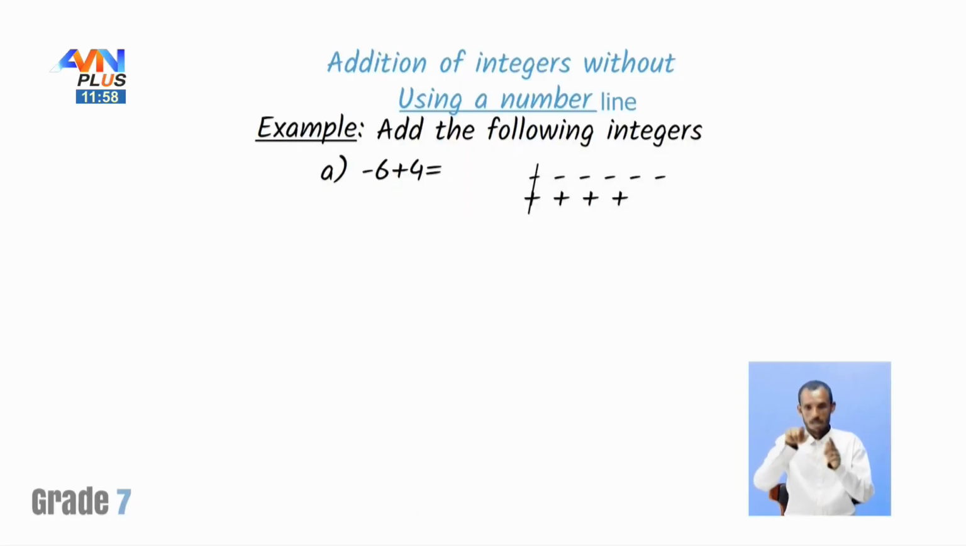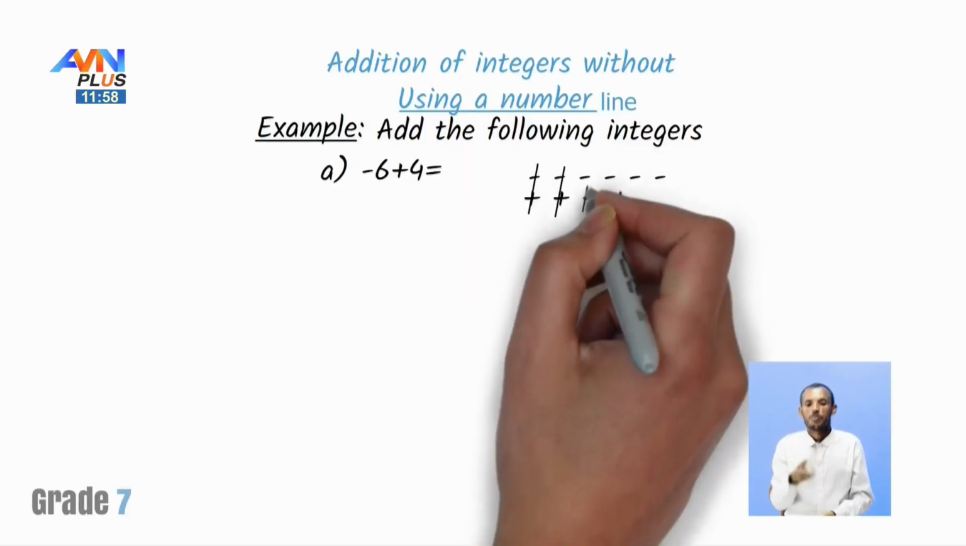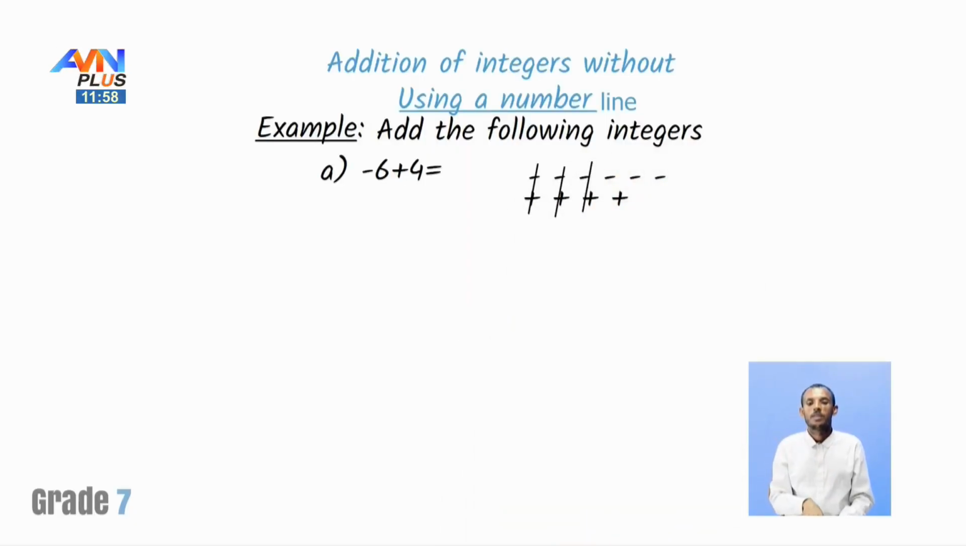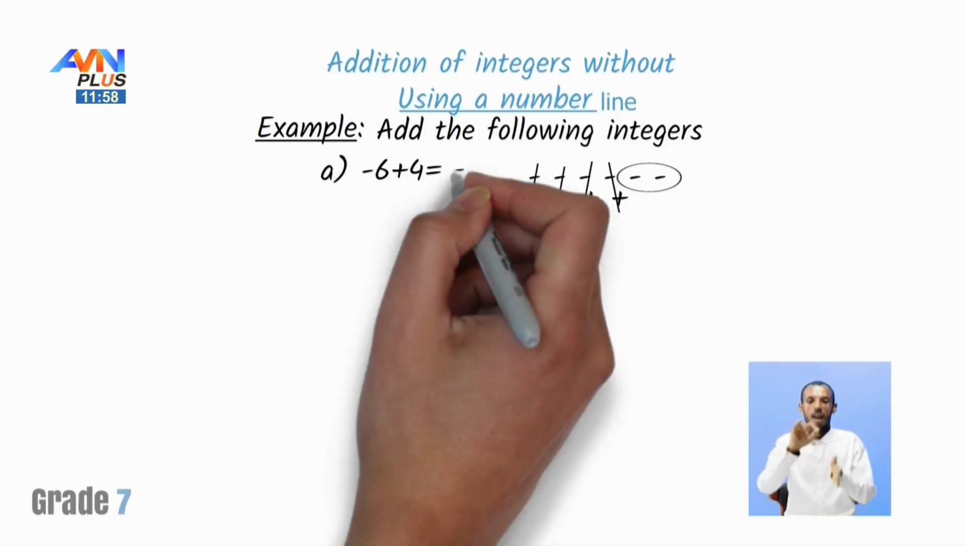So, what will be the sum of these two? Look, we said the sum of opposites is 0, so these two cancel out. And you have only 2 negatives. The answer will be -2.